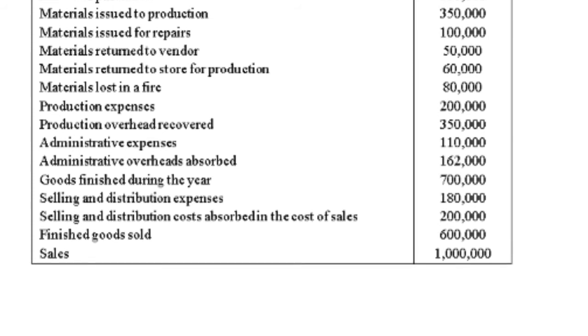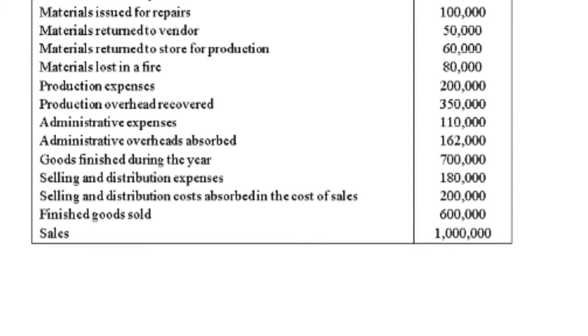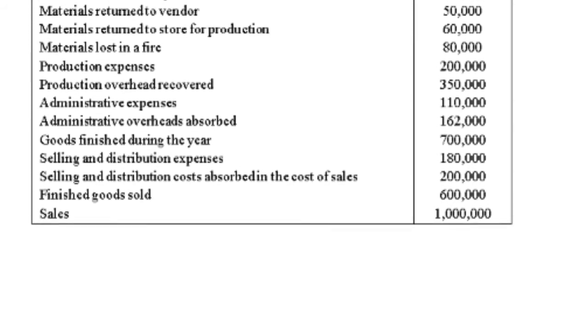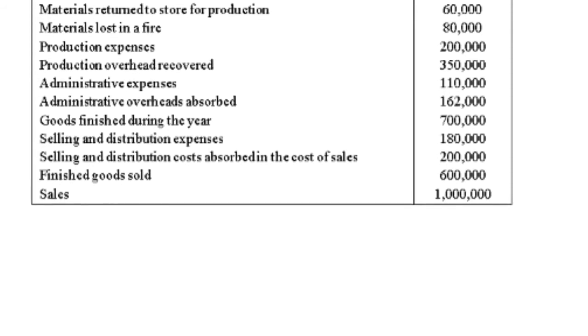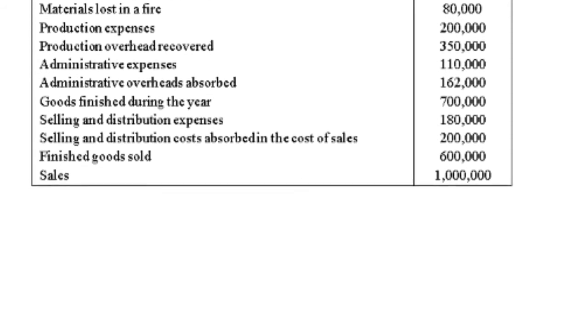Materials returned to stores from production, 60,000. Then materials lost in a fire, 80,000. Production expenses, 200,000. Production overheads recovered, 350,000. Administrative expenses, 110,000. Administrative overheads absorbed, 162,000. Goods finished during the year, 700,000. Selling and distribution expenses, 180,000.